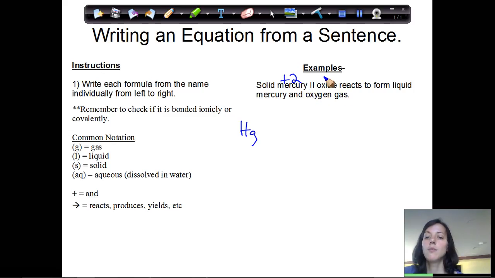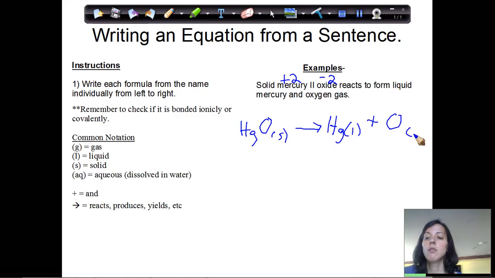Oxygen falls in column 16, so it has a -2 oxidation state. So these two would bond together in simply a 1-to-1 ratio. So it's HgO, solid. And so solid mercury 2 oxide reacts to form, oops, that's our arrow, so we're going to draw our arrow, liquid mercury, which is just a pure element, so we're just going to write Hg in the liquid form, and a plus sign, and that translates to oxygen gas.